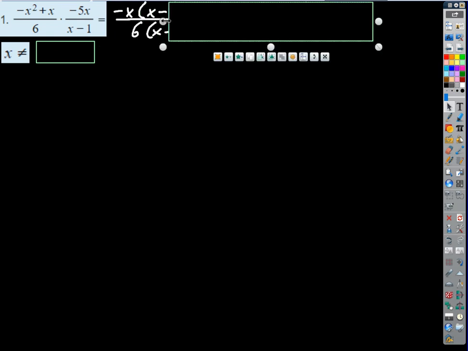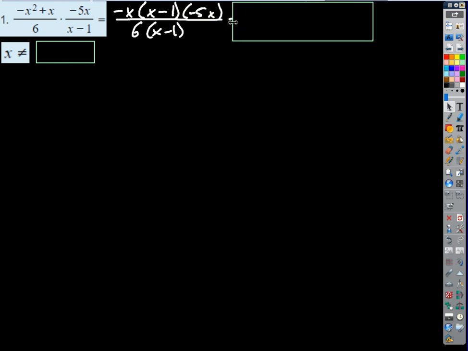All we got to do when we're multiplying, essentially, it's just like simplifying, because I know I've got this factor times this factor over this factor times this factor. So first of all, I can write it without even the multiplication sign. I can just put one big division bar and everything on top. What am I going to get? A -x times an x minus 1 times a -5x on the top, right? I've got those three factors when I break it down. On the bottom, I've got a 6 times an x minus 1.